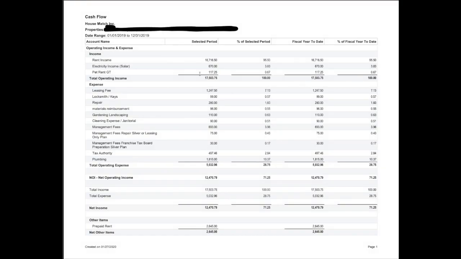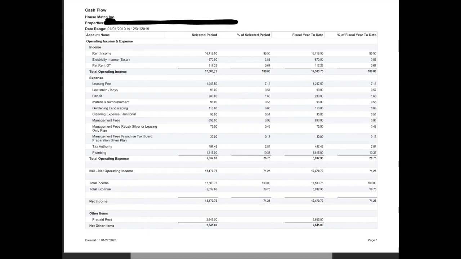The first scenario that we're going over is a tenant who paid rent for January 2020 in December of 2019. That could have been on the 31st, could have been on the 30th. So all the rent is right here, $16,716.50. That is rent that came in during 2019. For this property, they have electricity income, they have pet rent income, they have all the income.